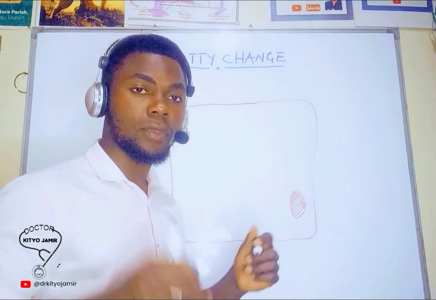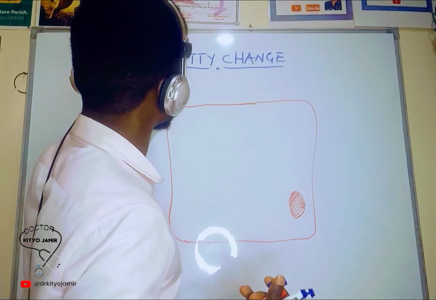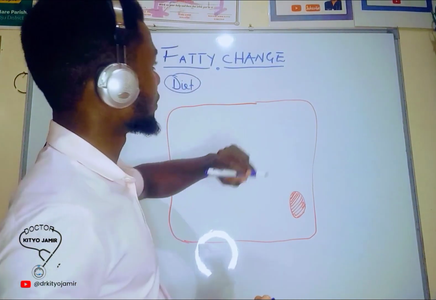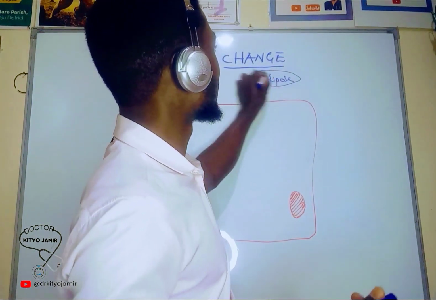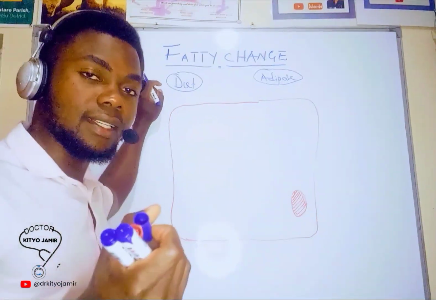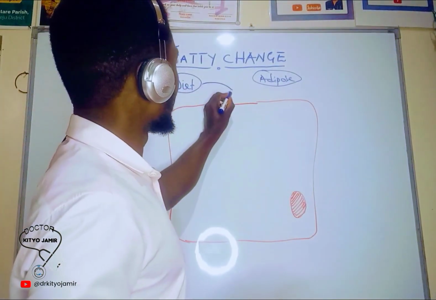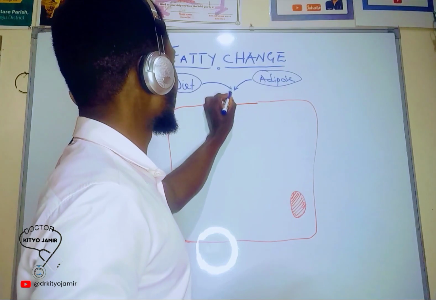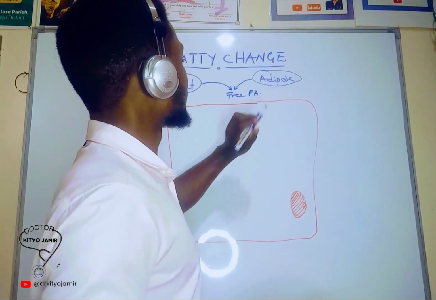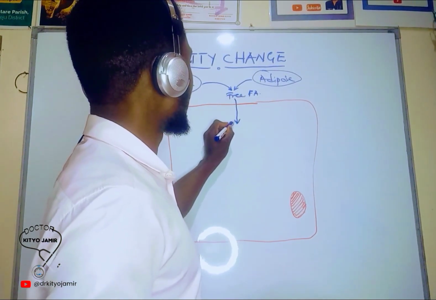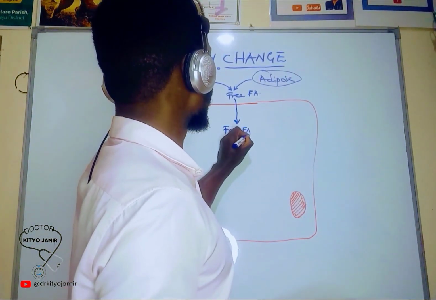So what is going to happen? I have two sources in the body of my fatty acids. One of them is diet. So I'm going to get my free fatty acids from diet, and the second source is going to be adipose tissue. In diet, I'm going to get acetate, free fatty acids, and glycerol. And from adipose tissue, I'm going to have free fatty acids. These free fatty acids are going to enter into my liver parenchyma.